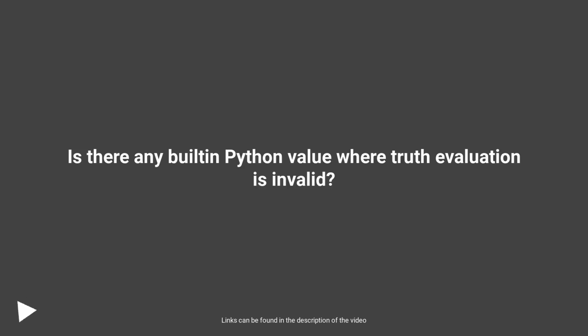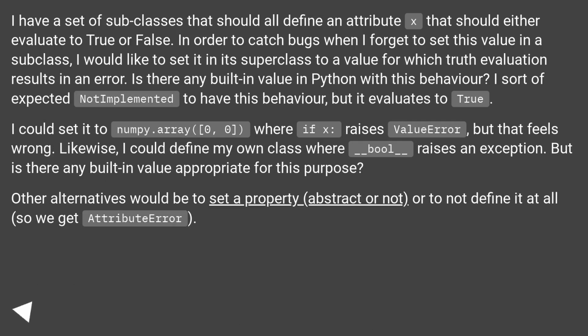Is there any built-in Python value where truth evaluation is invalid? I have a set of subclasses that should all define an attribute X that should either evaluate to true or false. In order to catch bugs when I forget to set this value in a subclass, I would like to set it in its superclass to a value for which truth evaluation results in an error. Is there any built-in value in Python with this behavior?